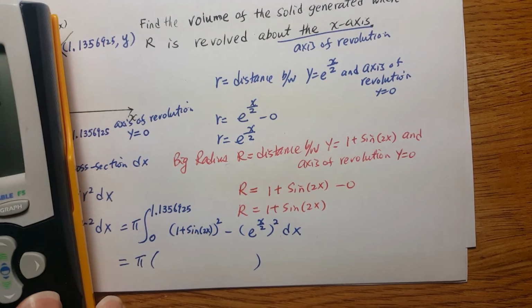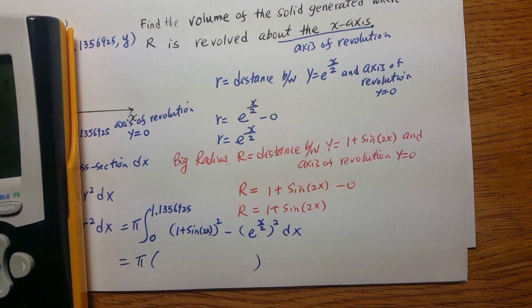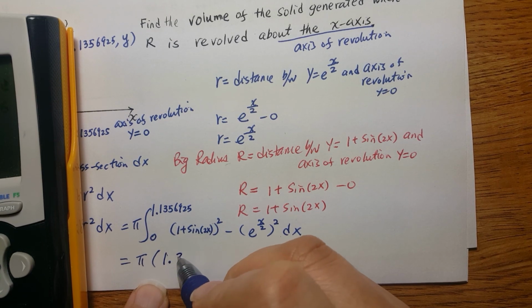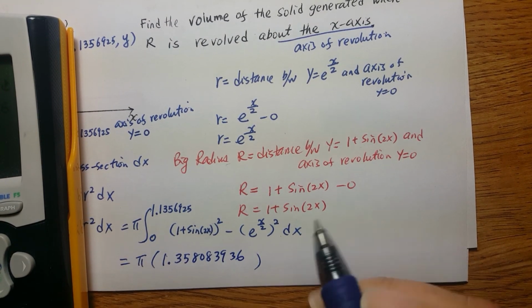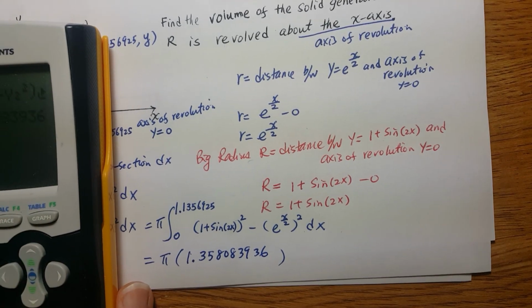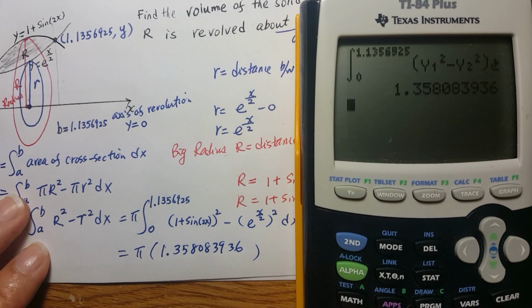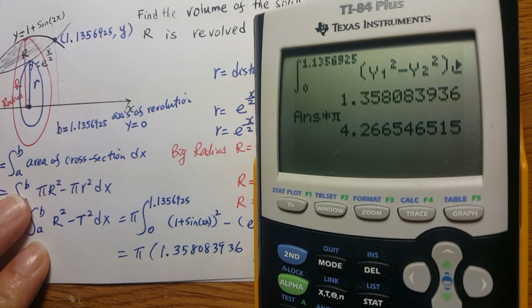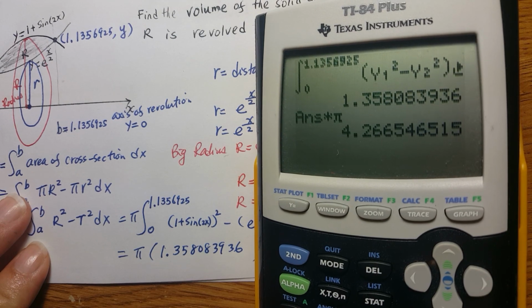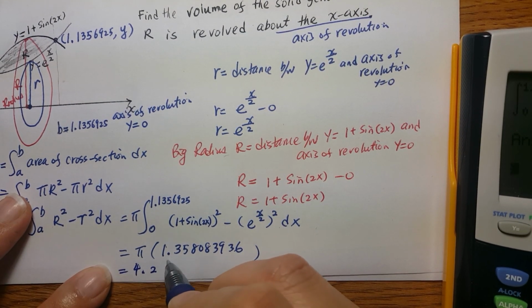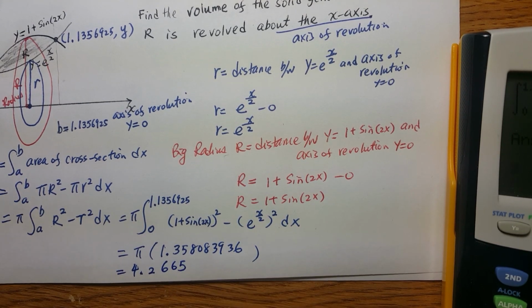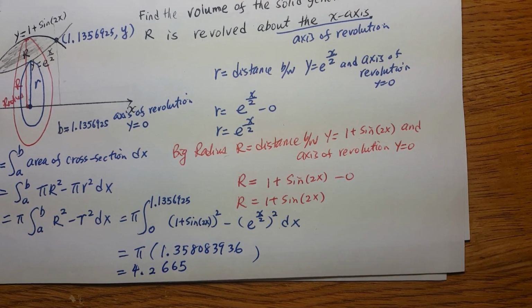I get 1.35A0A. Okay, let me copy down this. So we have 1.35A0A3936. And I know it's not going to be a fraction, so therefore I am going to type in times pi. So I get 4.2665. So we turn into 4.2665. So we finished question number 2.